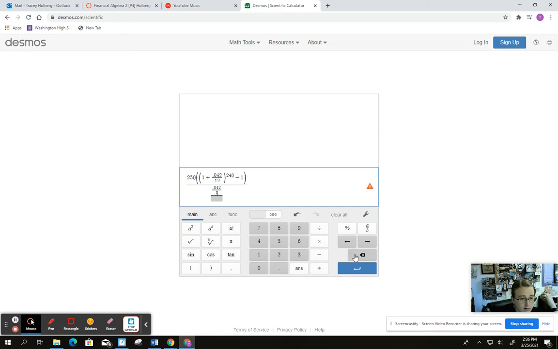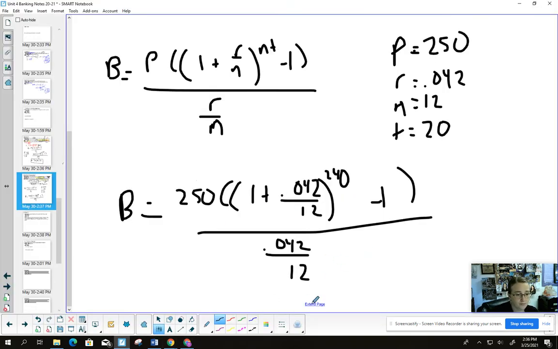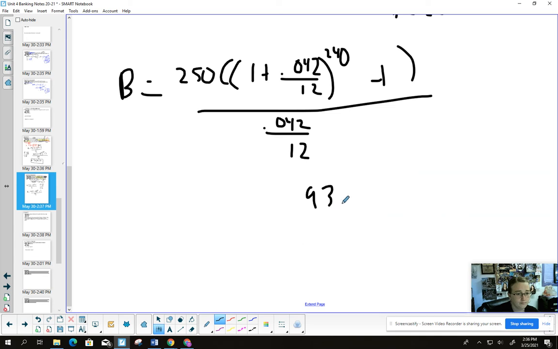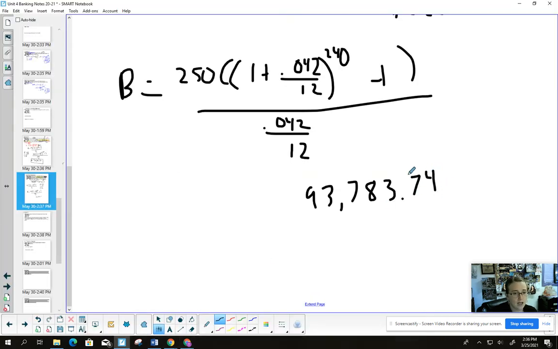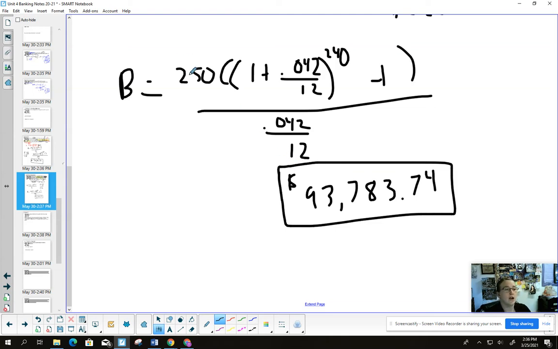Whoops, I forgot that I already did that. There you go. Okay, so you should have gotten 93,783.74. Yeah. Again, because this is a periodic deposit, we keep putting money in the account. That 250 goes in every single month. So we're going to have a lot of money by the end of 20 years.